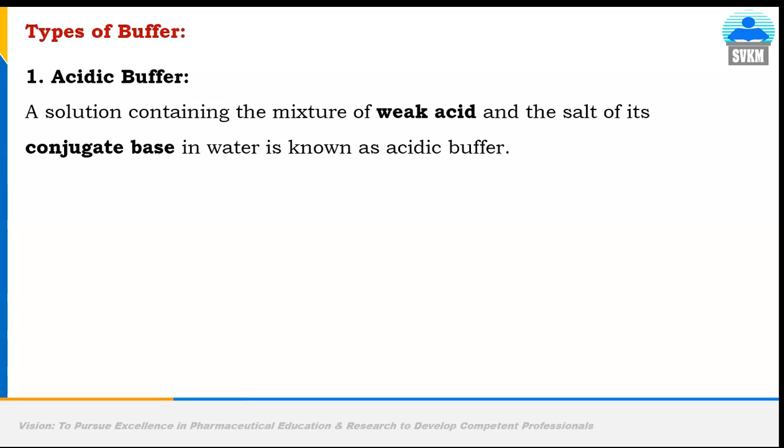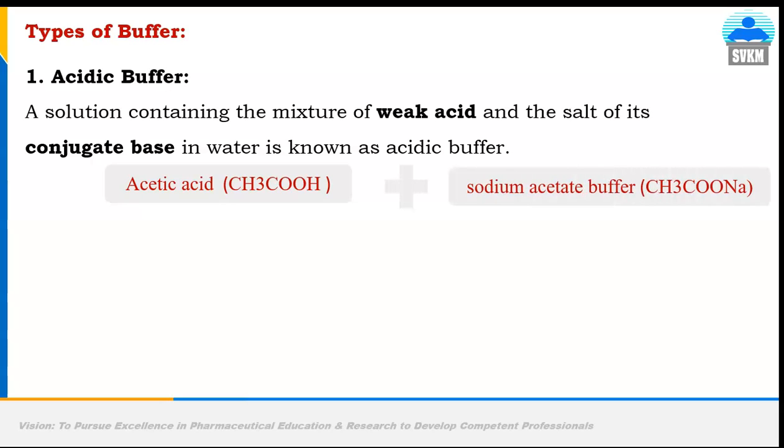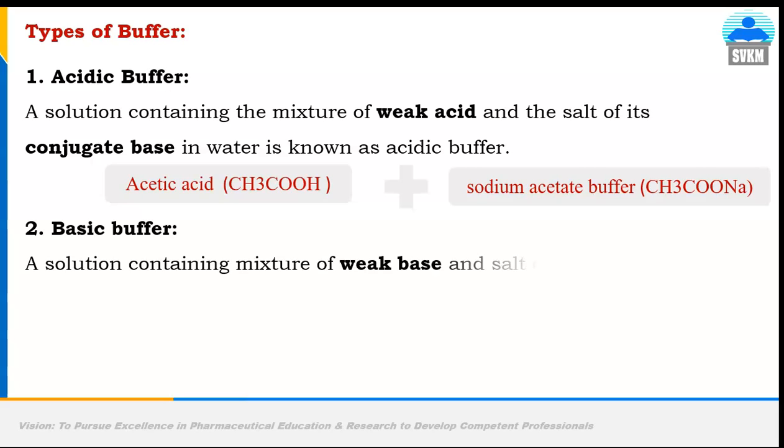And types of buffers. First one, acidic buffer: a solution containing a mixture of weak acid and salt of its conjugate base in water is known as acidic buffer. For example, acetic acid is a weak acid and its salt with a strong base. Here sodium hydroxide is a strong base and its salt is sodium acetate. Acetic acid and sodium acetate.